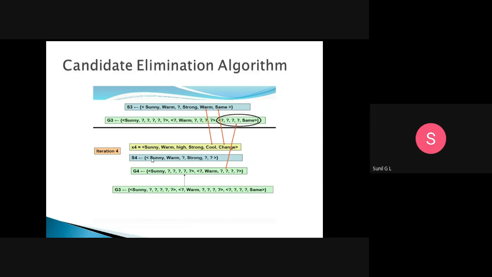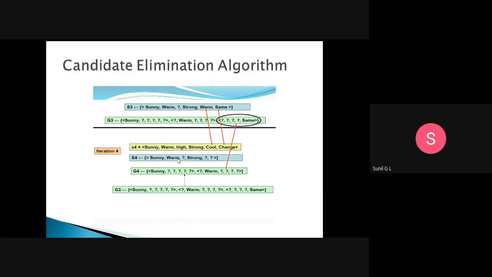Sunny is there, keep the same value. Warm is there, keep the same value. Question mark and high are there, so keep question mark here. And strong is there, keep strong. Cool and warm, there is a difference. When there is a difference, put a question mark in the specific hypothesis. Same and change, there is a change, then keep the question mark in the S4. So this is the specific hypothesis in iteration 4.